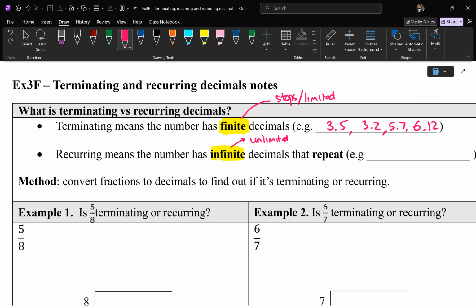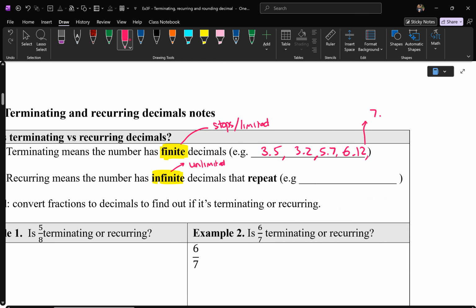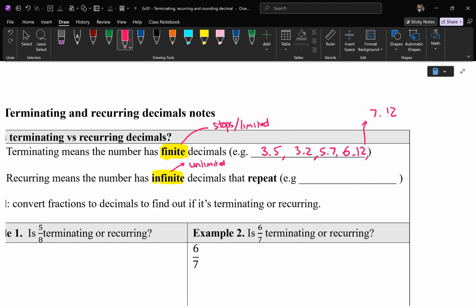Give me another long one. Let's go with Tiana. Give me a long one. That's terminating. 7.12. Yeah, 369. This is an example of terminating because it stops. So it can be as long as it needs to be, but if it stops, that's called terminating. Recurring, though, that's what the next term is.